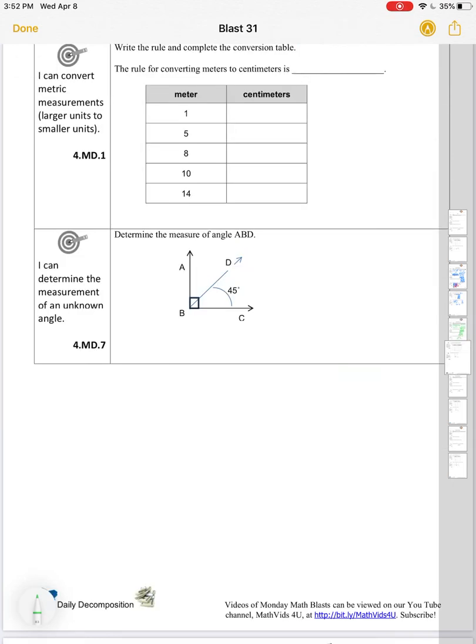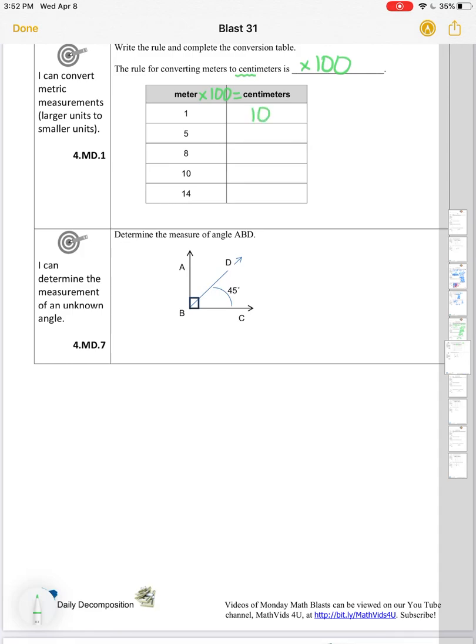On the next page here, backside, it says write the rule and complete the conversion table. The rule for converting meters to centimeters is centi means 100. So we're going to take meters and multiply by 100 to get centimeters. I'm going to note that here in my table, meters times 100 equals centimeters. And now I can use that equation I've just created to fill in the table.